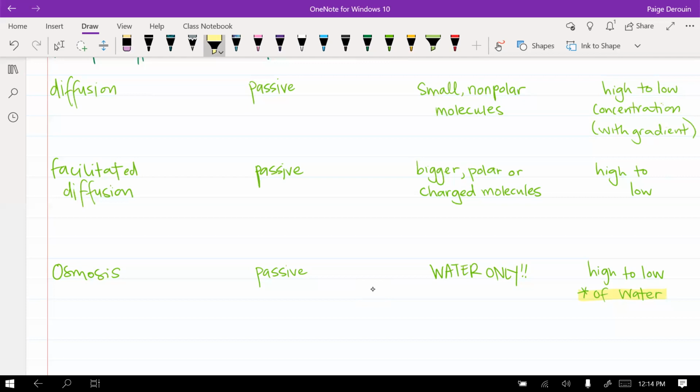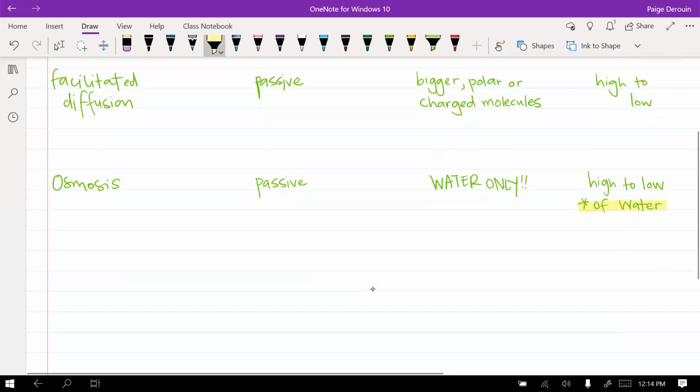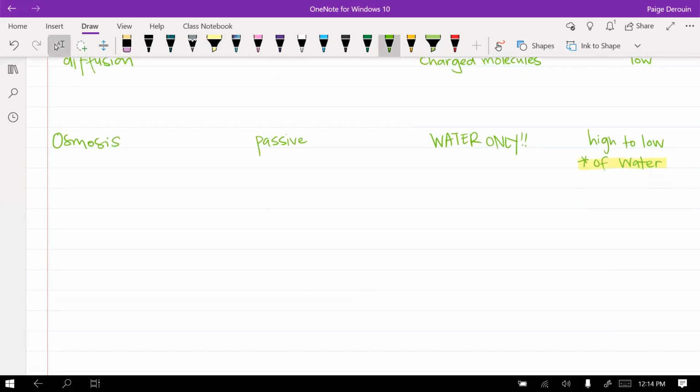Okay. All right, we're going to loop active transport all together. So active transport obviously is active, it's in the name. Any molecule could do this.